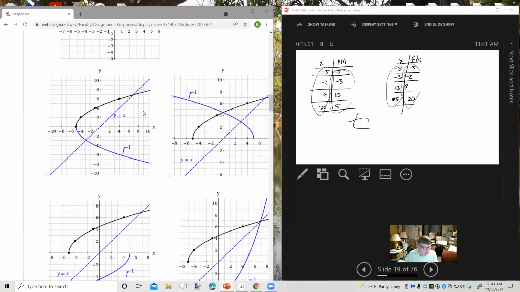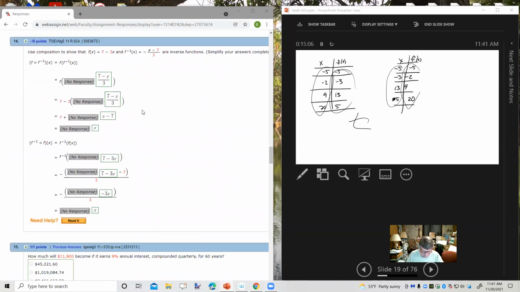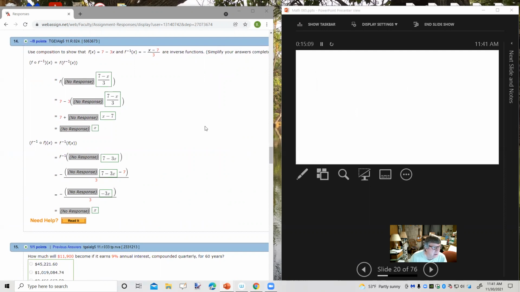Okay, number 14. Use composition to show that f of x equals 7 minus 3x and f inverse of x equals negative the quantity x minus 7 over 3 are inverse functions. Simplify your answer completely. Okay. So now, let's see, what are they doing here? They're giving the answer.